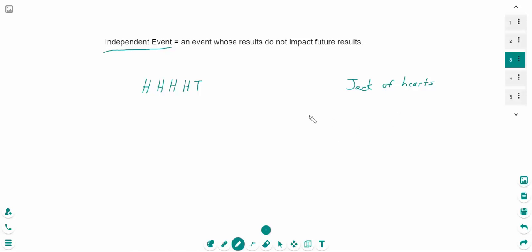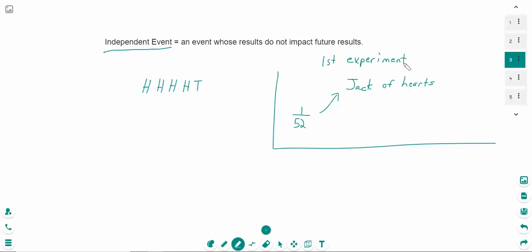So in my first experiment, I had a probability of picking out the Jack of Hearts. If you think about it, there are 52 cards in a deck, and one of them is the Jack of Hearts. So I have a probability of 1 out of 52 of selecting the Jack of Hearts. We'll call this our first experiment. I dig in, I pull out a card, and lo and behold, wow, it's the Jack of Hearts.